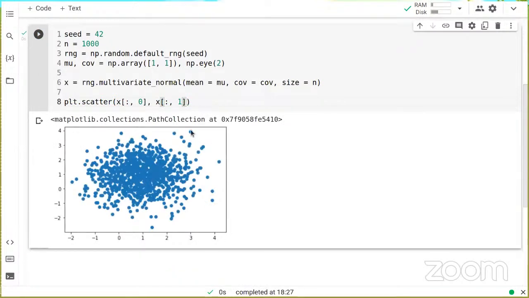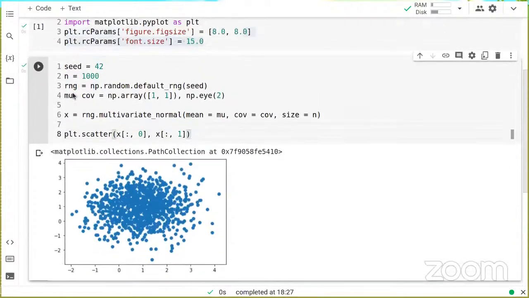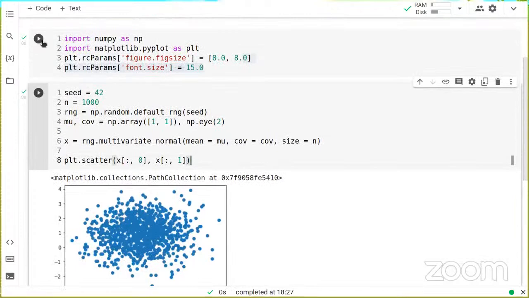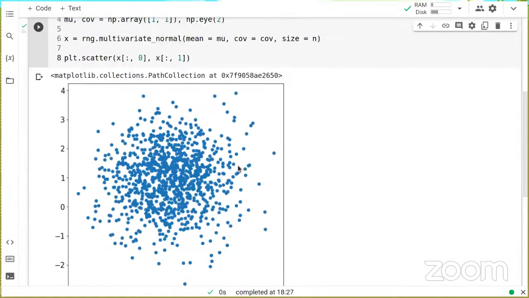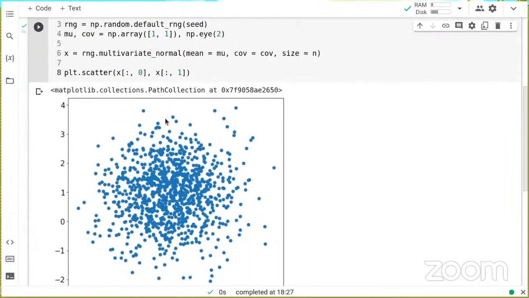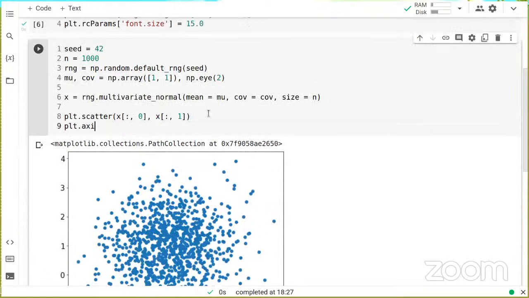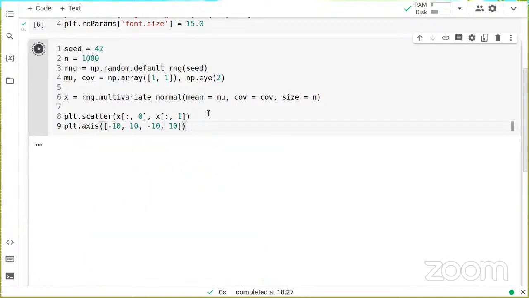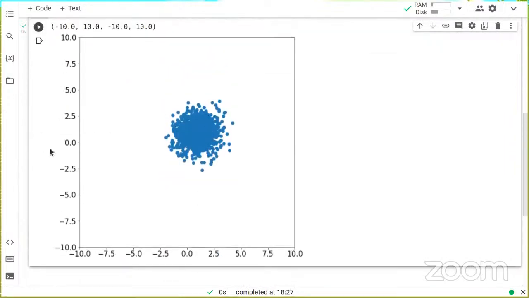Okay, this is not looking good, so let me run this again. I think the figure size was not set properly for whatever reason. Okay, so this is good, but I'm not able to get the overall picture. So I'll increase my axis limits to minus 10 comma 10 in both directions, right? So I'll do that. Okay, so you have a blob that is centered at 1 comma 1.